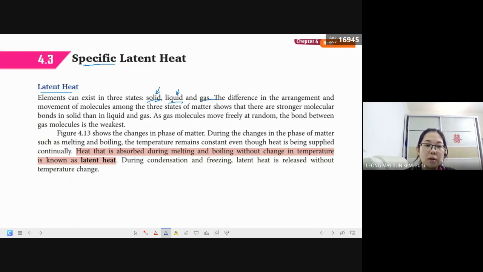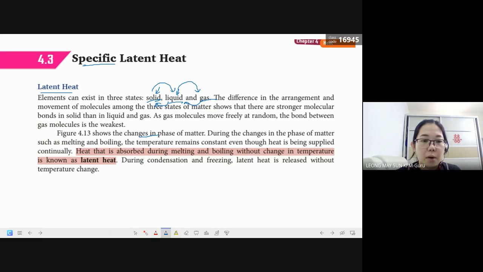So in latent heat, we talk about the phase change. Phase change means from solid to liquid, from liquid to gas, or from gas to liquid, and then liquid to solid. In a way you have learned it a little bit in chemistry, but what we emphasize in chemistry and what we emphasize in physics is slightly different. So please do take note, don't confuse yourself when you explain the stuff. During changes of phase of matter, such as at the boiling point and melting point, the temperature will remain constant even though the heat being supplied is continuous.